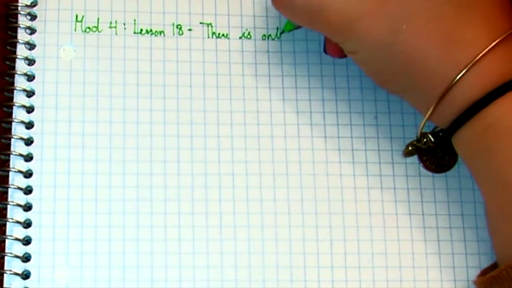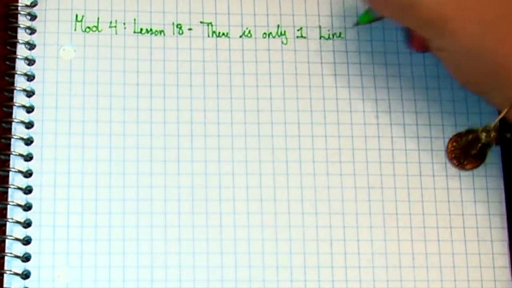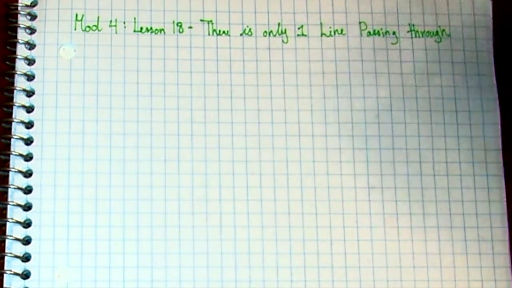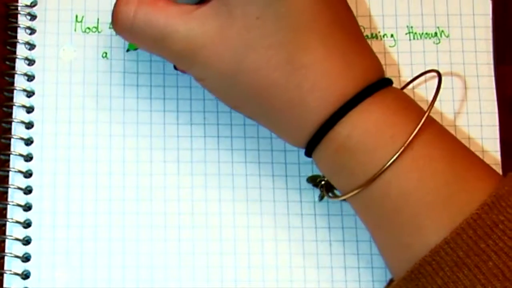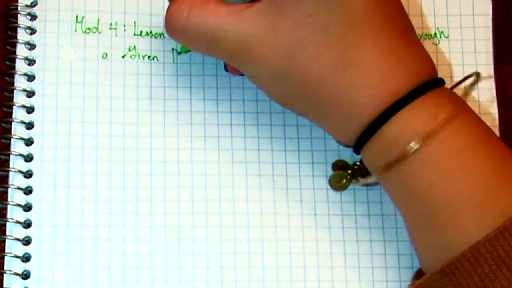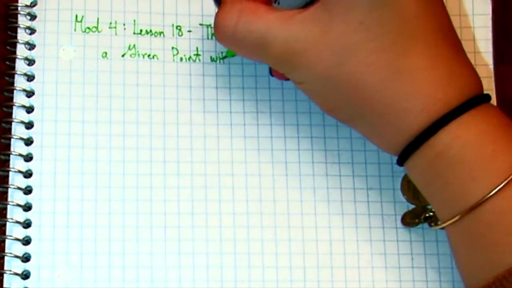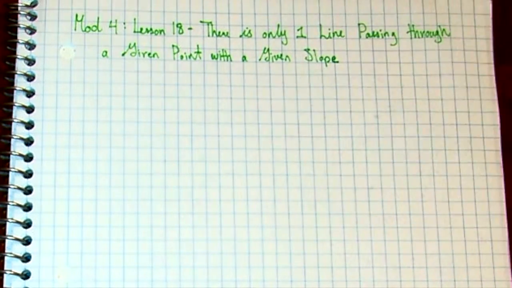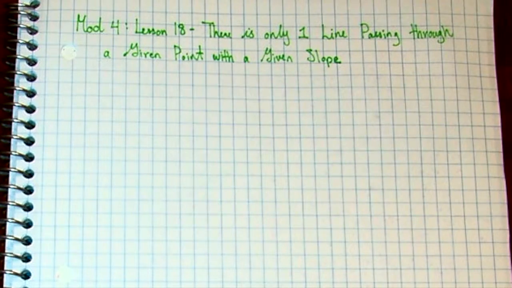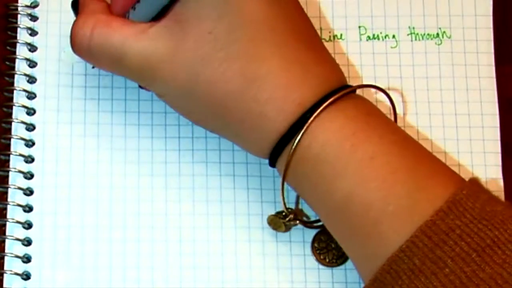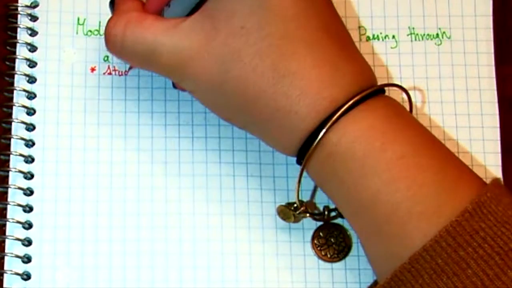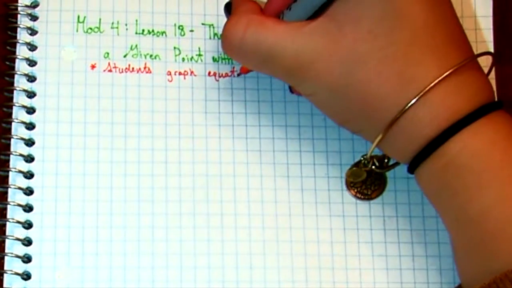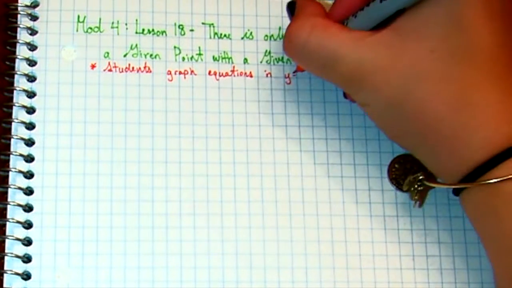And we're going to start with Lesson 18, the topic of which is that there is only one line passing through a given point with a given slope. So what that means is that when I have a linear equation and I pass through a certain point, there's only one line that can pass through that point with the exact same slope.